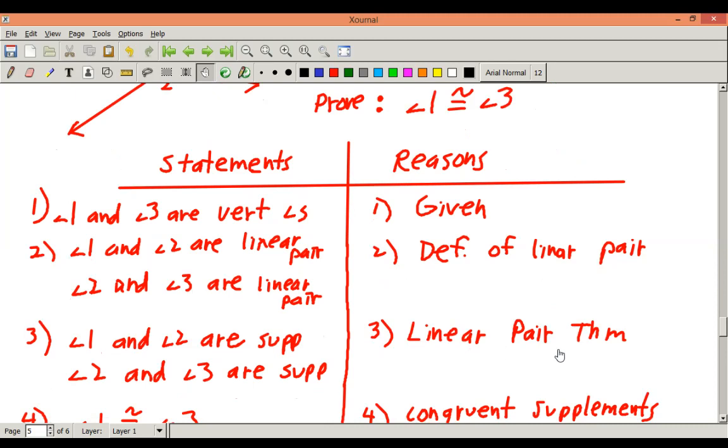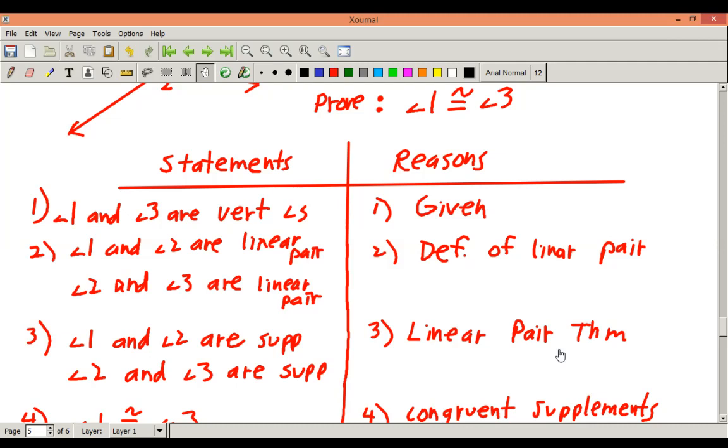Okay, now here's where we use a previous theorem we just had. Look at statement number 3. We claim that angles 1 and 2 are supplementary. And we claim that angles 2 and 3 are supplementary. Well, look at statement 2. You remember the linear pair theorem? The linear pair theorem said that if 2 angles form a linear pair, then they're supplementary. We stated in statement 2 that two angles are a linear pair, and the theorem we proved first, our first theorem this year, is that if two angles form a linear pair, then they're supplementary. So now we know that angles 1 and 2 are supplementary by the linear pair theorem.